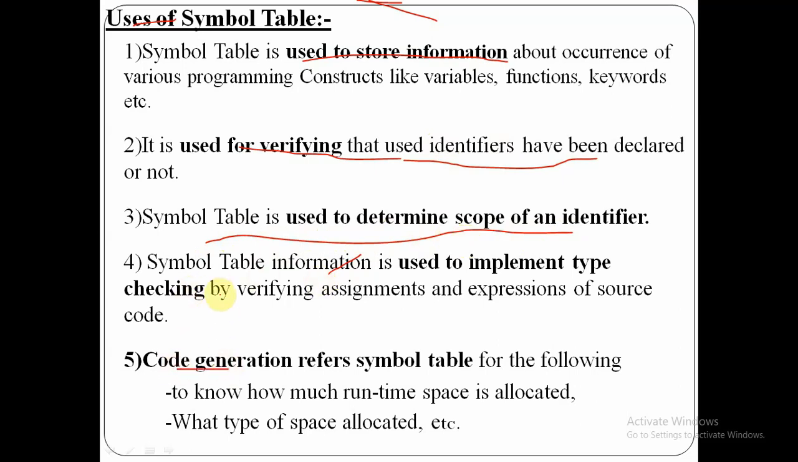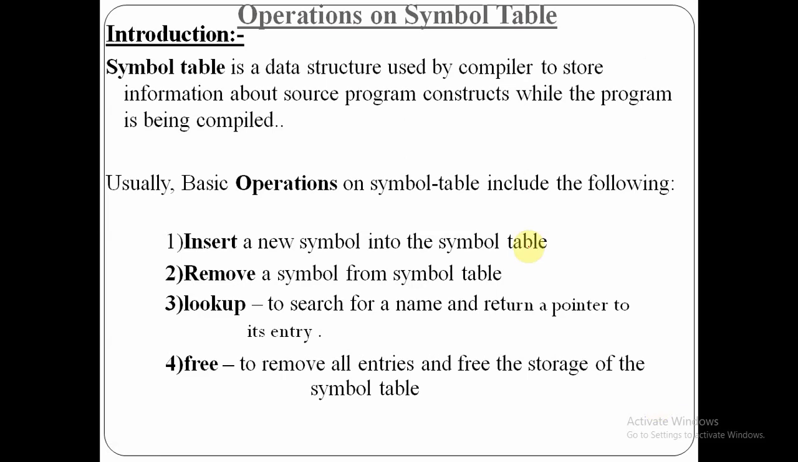Fourth, symbol table information is used to implement type checking. The common functionality of the semantic analyzer is type checking. That means verifying the compatibility of operands used for an operator in the form of expression. So for that purpose, it uses symbol table information. The code generator refers to the symbol table for the following purposes: to know how much runtime space, and what type of space, is going to be allocated, etc.